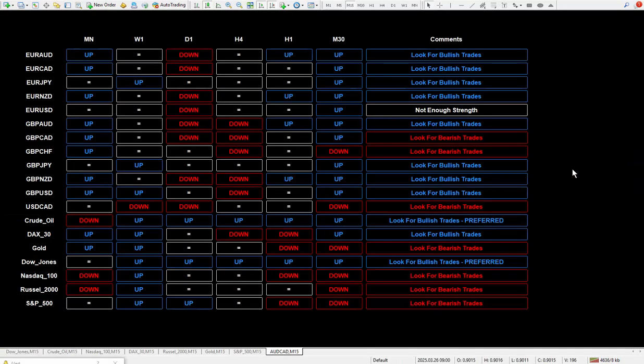Now here is my daily trade plan. It's running in real time. It checks all the charts and the time frames from the monthly right down to the 30 minutes. Does some calculations, and within the comments here it'll say either look for bullish trades, bearish trades. Some will be preferred, and you'll even get some that's running flat or say something like not enough strength.